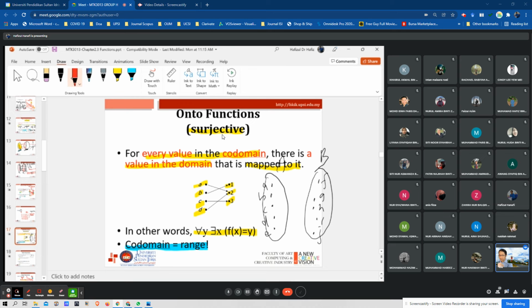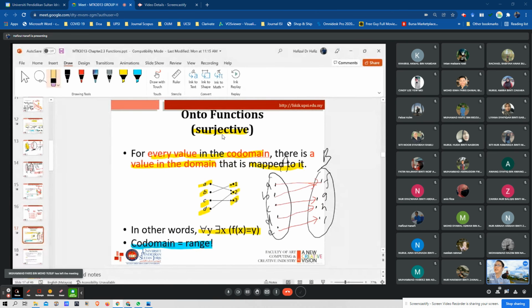Okay, for example, we have a map here, okay, because it is the same as the range. Okay, this other one is supposed not to have it, because it must be the same as the range. Like say you have A, B, C, D, and then you have 1, 2, 3, and then codomain is equal to range.